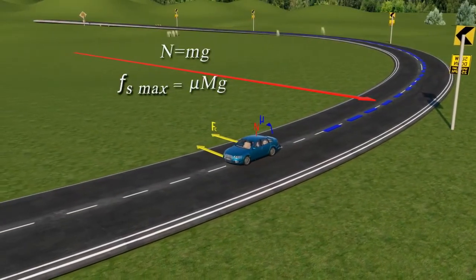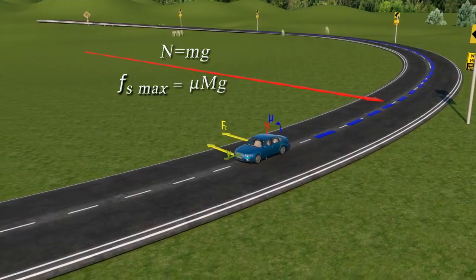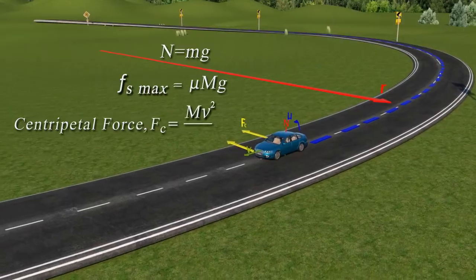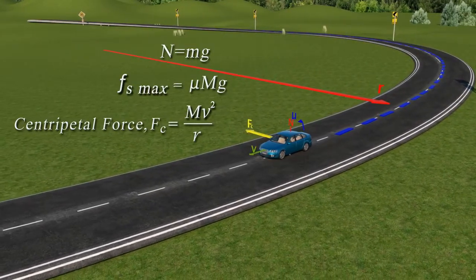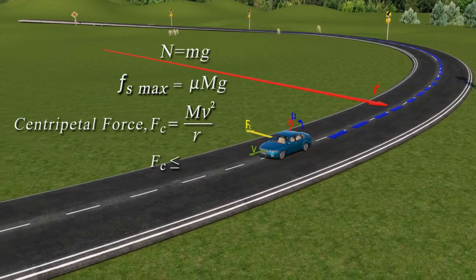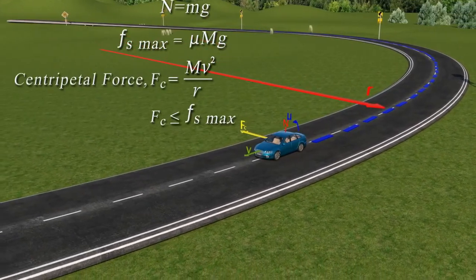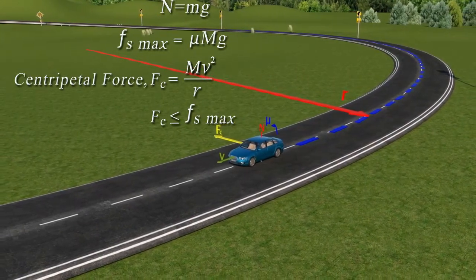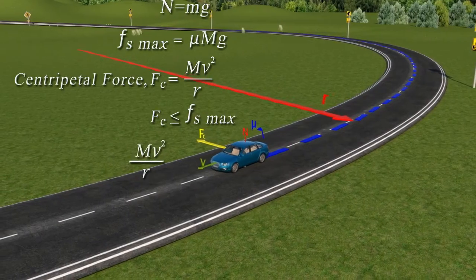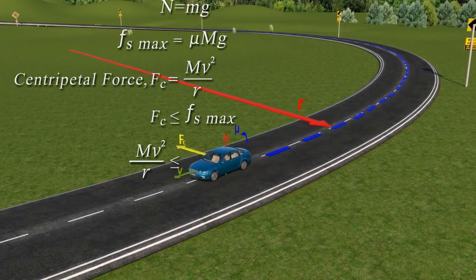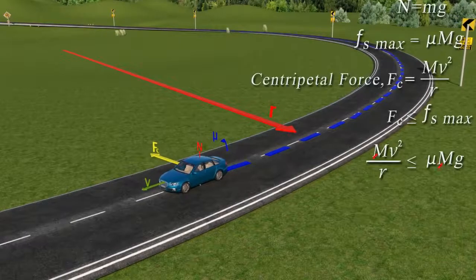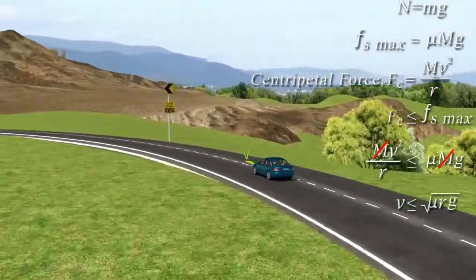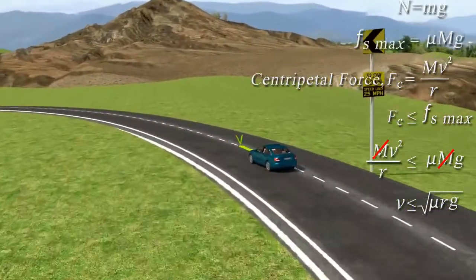While making a turn, if the velocity of the car is v and radius of the arc is r, the centripetal force acting on it would be equal to mv square by r. For the car to make a safe turn, the required centripetal force should be within the limit of static friction, which implies that the velocity of the car should be such that it satisfies the relation mv square by r is less than or equal to mu mg. In other words, v should be less than or equal to the limiting value root over mu rg.